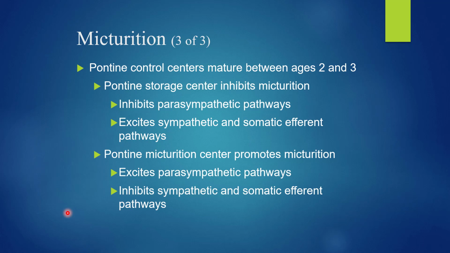Now, as the child matures, the pontine control center becomes the controlling center between age 2 and 3. The pontine storage center inhibits micturition. It inhibits the parasympathetic pathway, and it excites the sympathetic and somatic efferent pathways. The pontine micturition center promotes micturition, and this is the one that excites the parasympathetic pathways and inhibits the sympathetic and somatic efferent pathways.